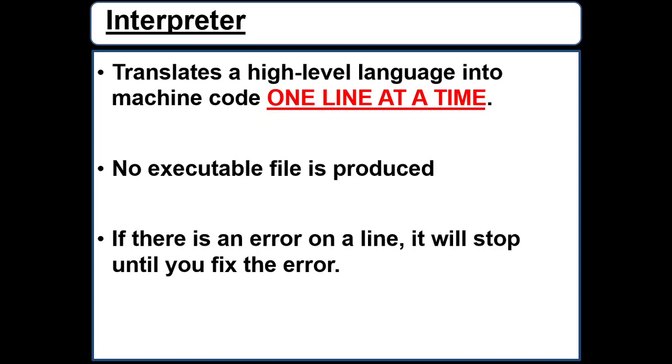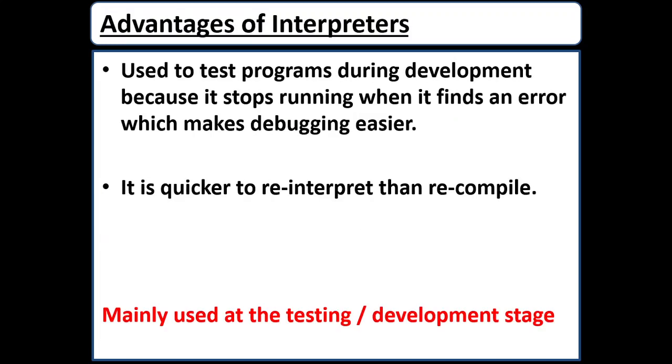Interpreters, on the other hand, translate the high-level language into machine code only one line at a time, and do not produce an executable file. Because it does it one line at a time, it will give you one error at a time as well, and it will stop to allow you to fix that error. This is good for the development phase, as you can fix errors as you're developing, and you only get one error at a time, so it's decomposing it for you.